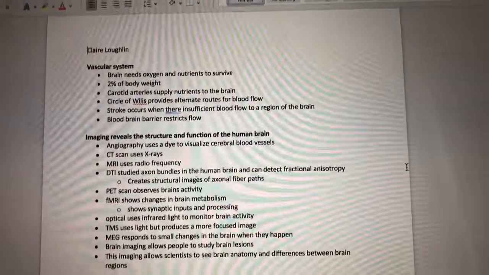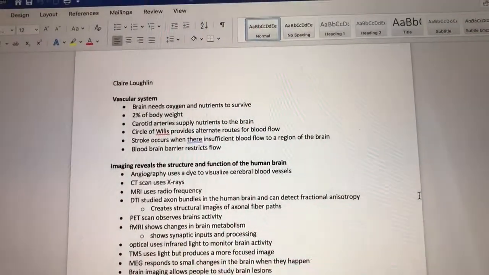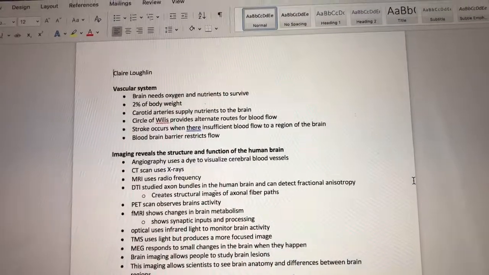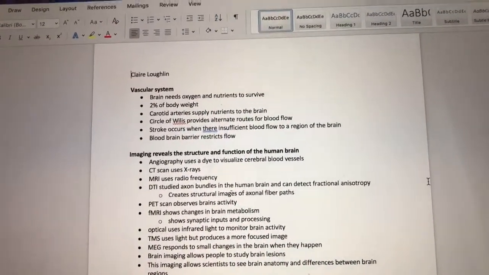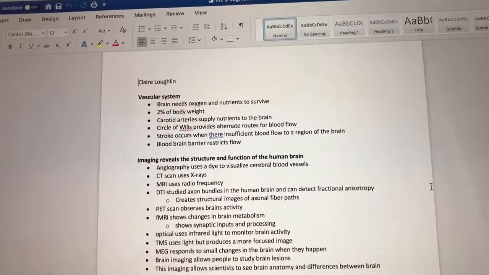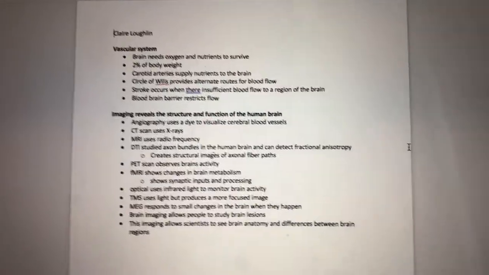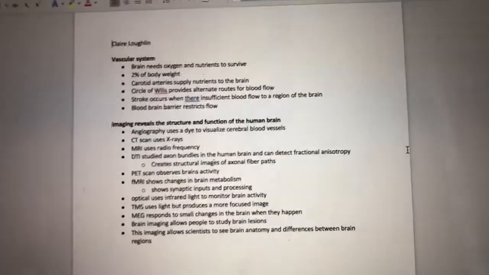Okay, so segment 2, chapter 4 started by talking about the brain's vascular system. The brain will quickly die without nutrients that blood provides. And the brain only takes about 2% of the body, but it uses about 20% of the body's energy at rest. So it does take a lot of energy and is very consuming for the body.